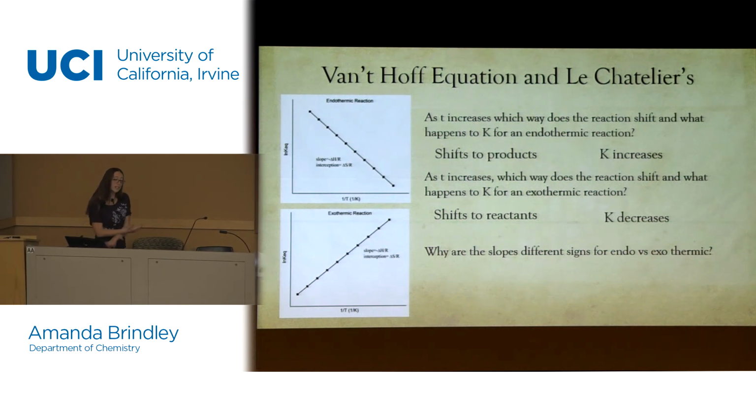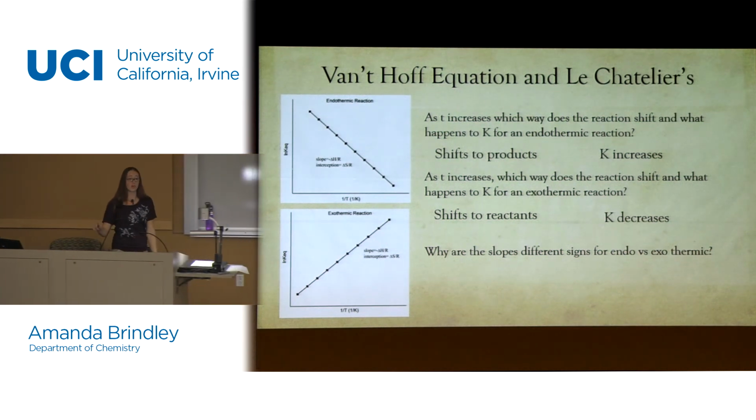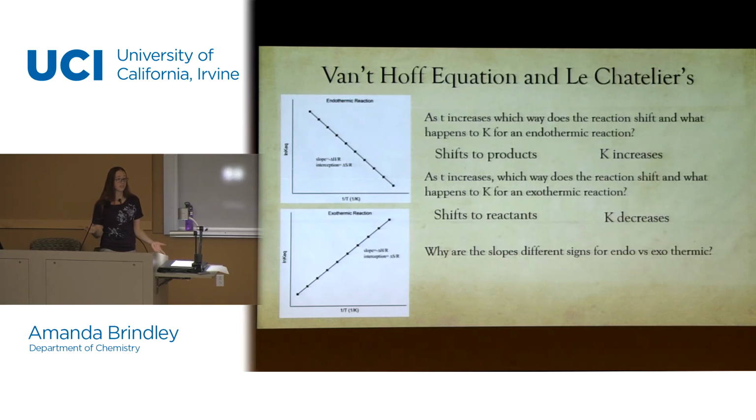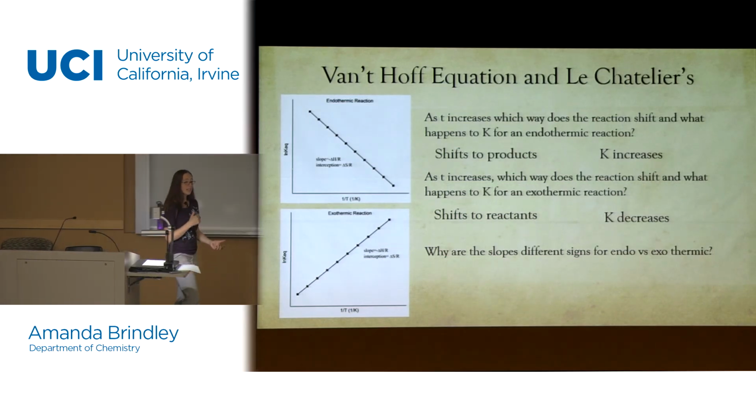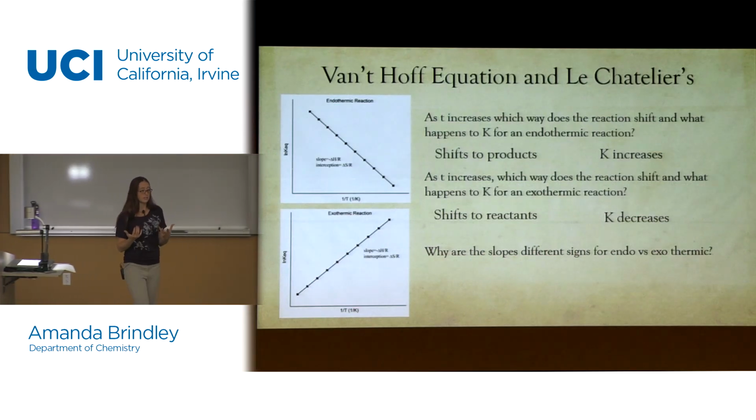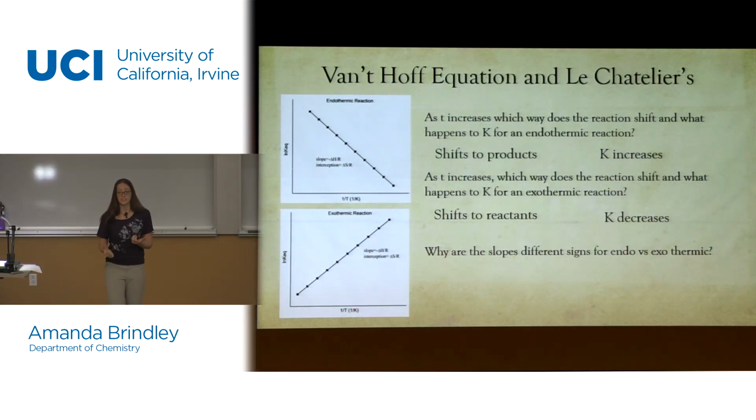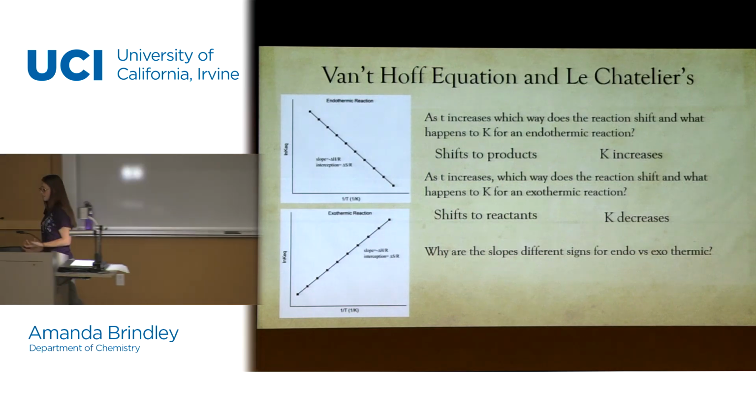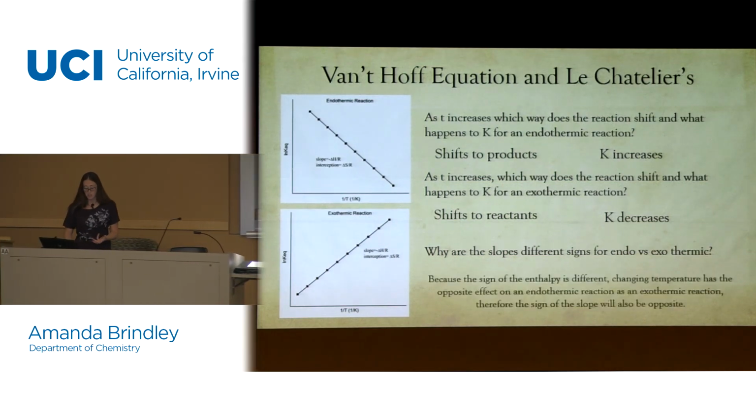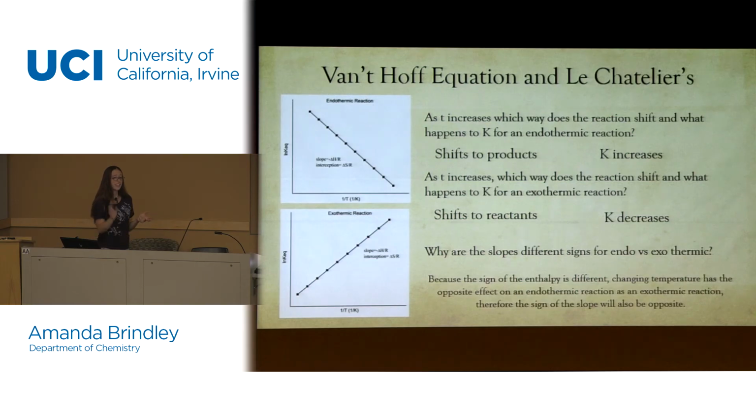Okay, well that right there shows us why these slopes are opposite sign. Because in one case, if we add heat, if we change the temperature, K increases. In the other case, if we add heat, it decreases. So the slopes are going to have to be different. Again, I'll post this, so if you don't want to write every single word, you don't need to. Because the sign of the enthalpy is different, your slopes are going to be different. And Le Chatelier's principle there explains that for us.